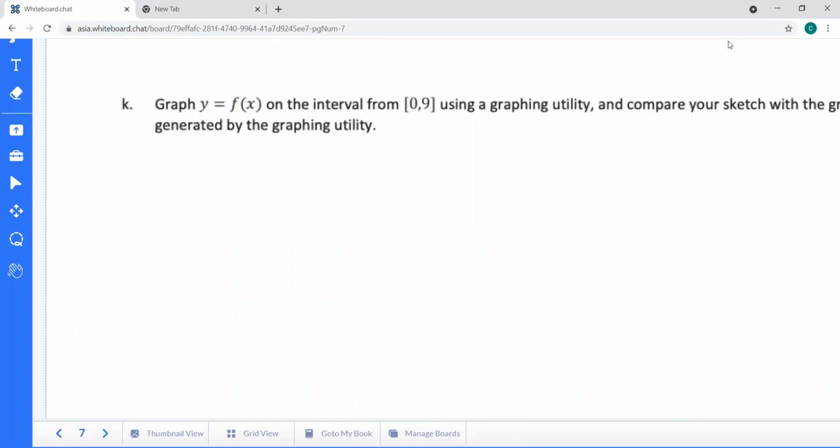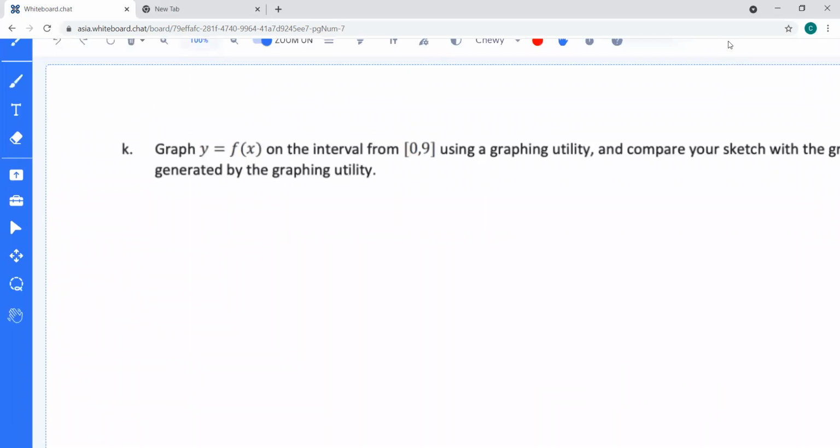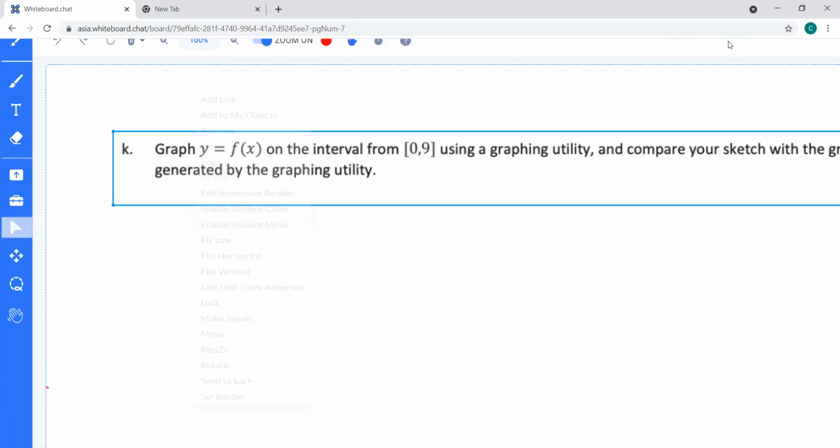All right. Let's see here. Now, this says, let's see if I can move this.